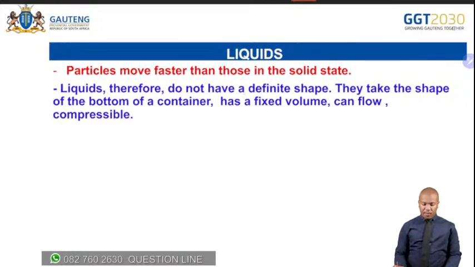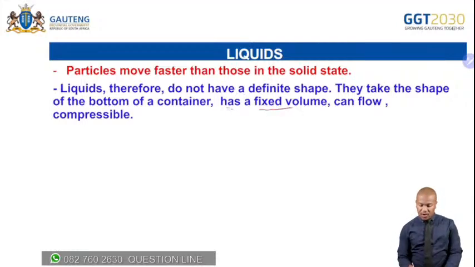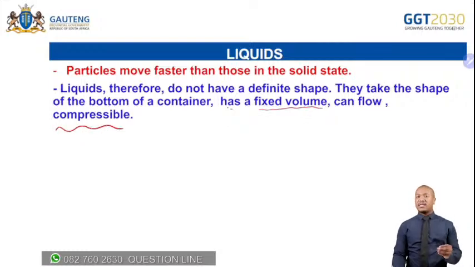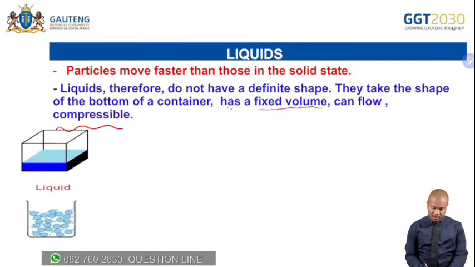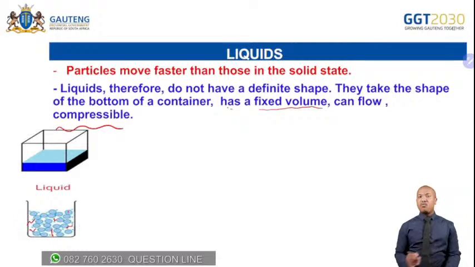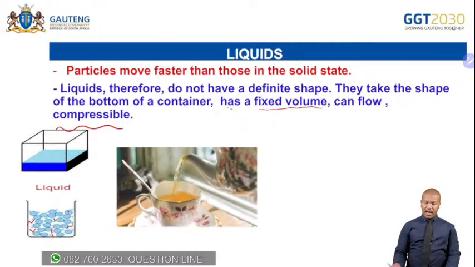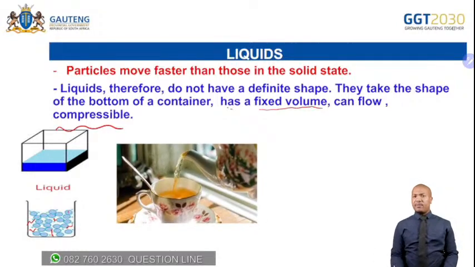Also, they take the shape of the bottom of the container, and it has a fixed volume but can flow, and it is also compressible. Now here is another example of the particles having some space and being able to move freely. This is another example that you are familiar with.